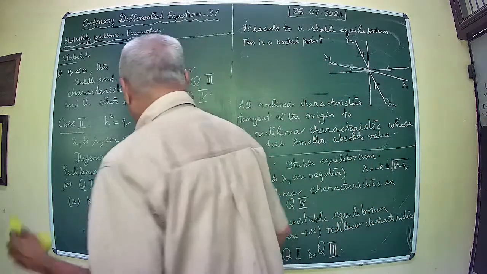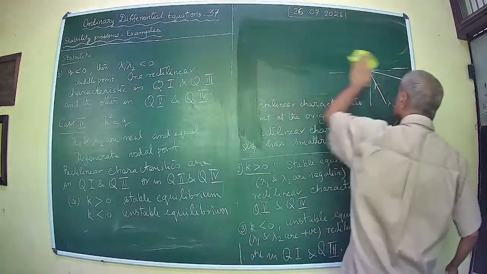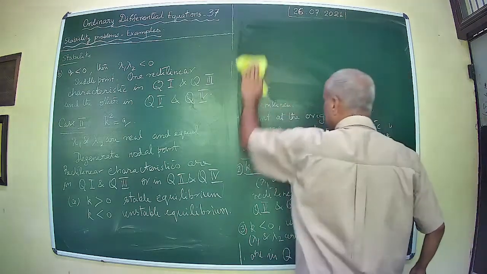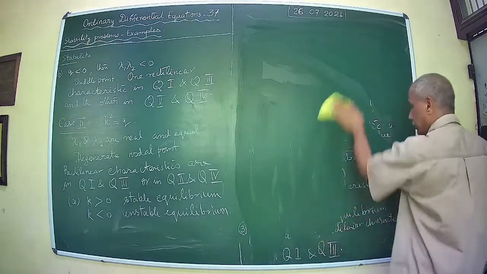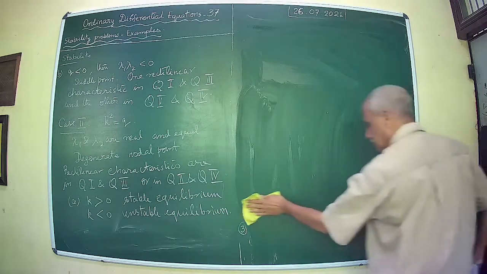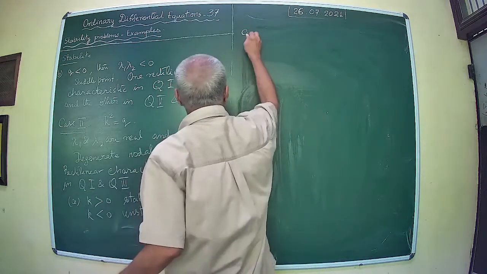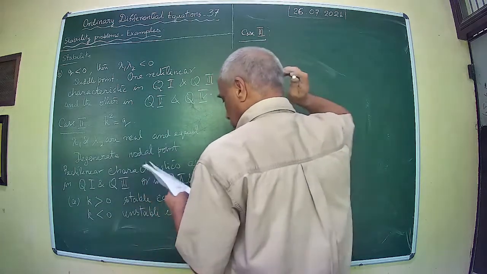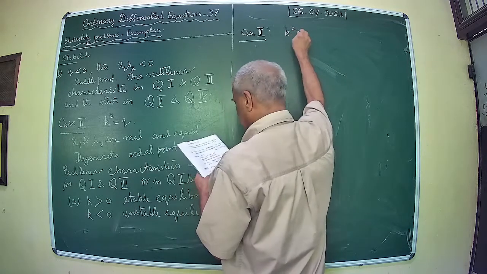Now we take up case 3. I'll just finish this and then leave you. Just a couple of minutes. If you wait, I think it will be over. Case 3. This is where K square is less than Q.